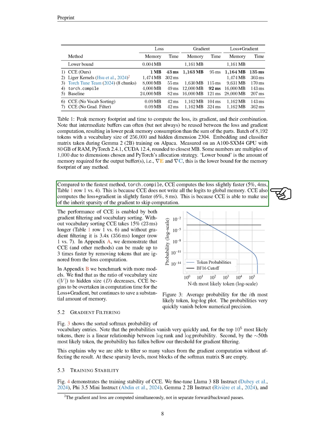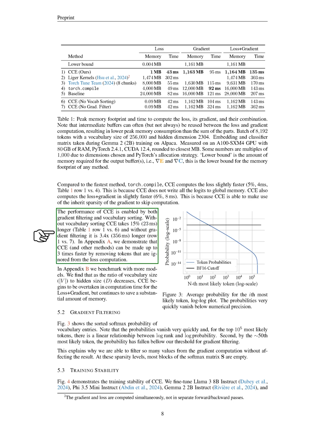Compared to the fastest method, torch.compile, CCE computes the loss slightly faster due to not writing all logits to global memory and leveraging the sparsity of the gradient to skip some computations. We find that both gradient filtering and vocabulary sorting enhance CCE's performance. Without vocabulary sorting, CCE takes 15% longer, and without gradient filtering, it takes over 3 times longer. We demonstrate that CCE and other methods can be sped up by removing ignored tokens from the loss computation.